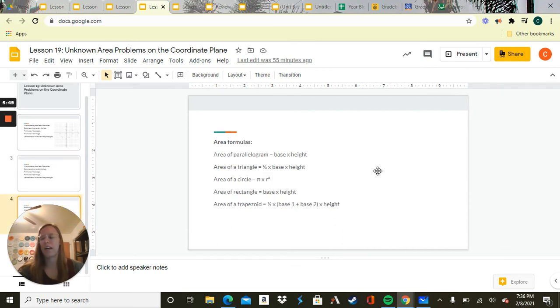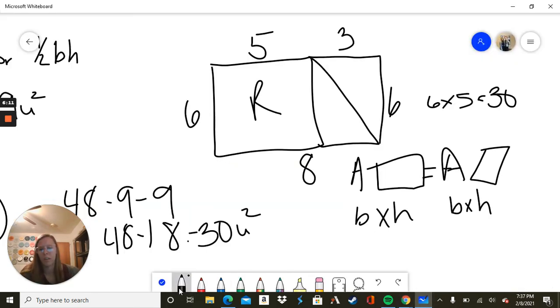So we look at the area formulas. We have the area of a parallelogram is base times height. Area of a triangle is half the base times the height. Area of a circle is pi times the radius squared. Area of a rectangle is base times height. And area of a trapezoid is half times base 1 plus base 2 times height. So we're going to do a few more problems working with area.